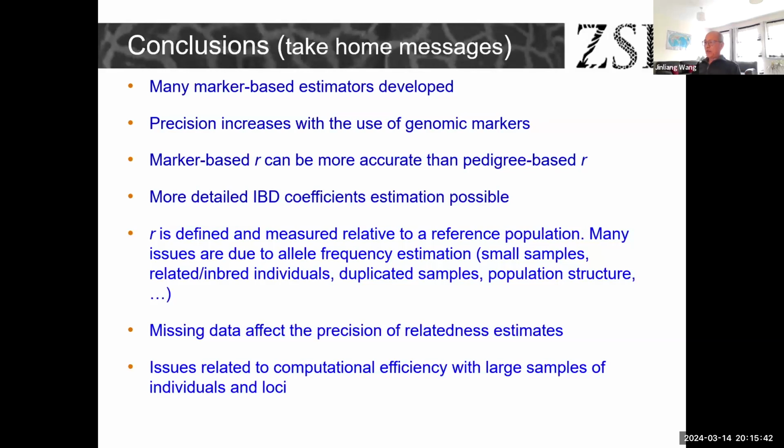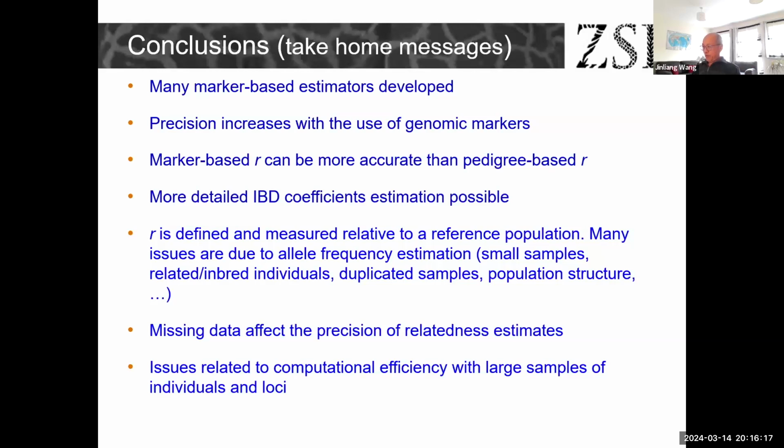Relatedness is defined and measured relative to a reference population. I emphasize this point over and over again because people tend to forget this. Relatedness is really a relative thing. It is always relative to a reference, no matter whether you are aware of it or not. If we change the reference, we change the relatedness estimates. And when we get some estimates of relatedness, they should be interpreted with this reference population.